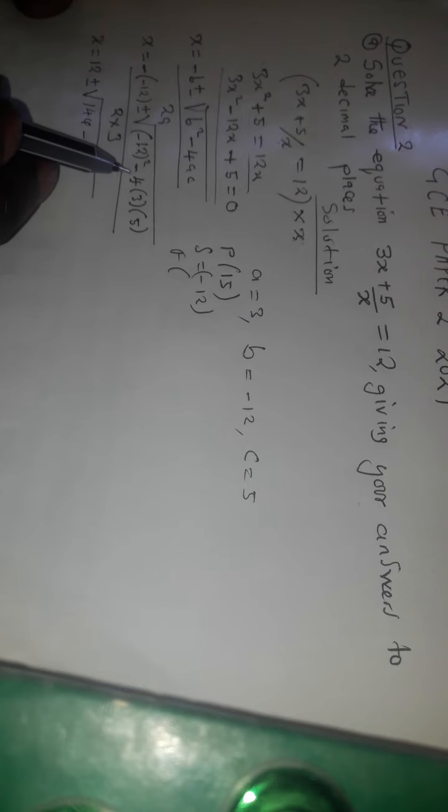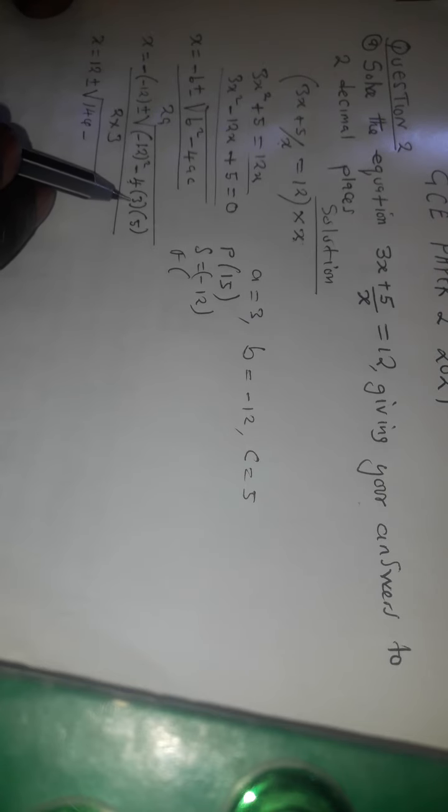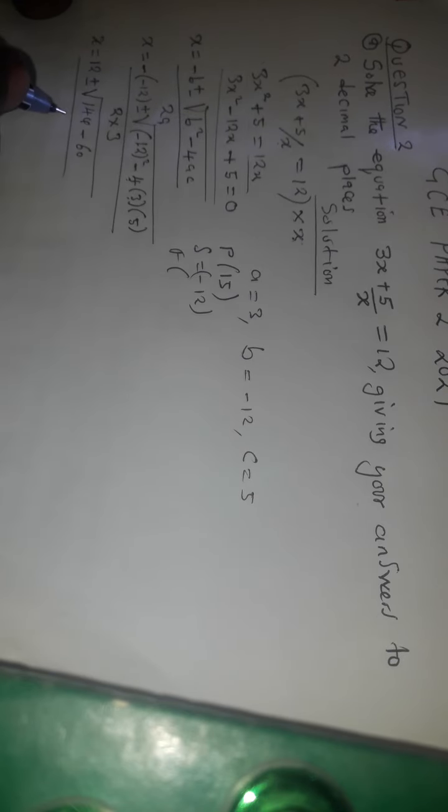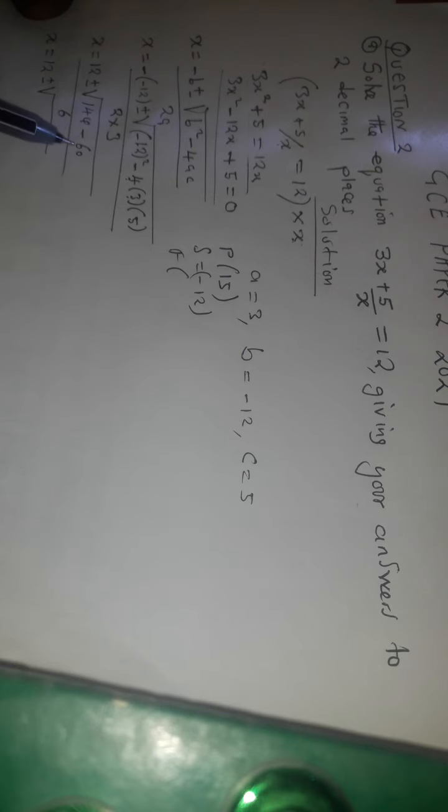So now x will be equal to, this will give us positive 12 plus or minus square root of 144, negative 12 squared, then minus 4 times 3 times 5 will give us 60, which should be divided by 6. So x will be equal to 12 plus or minus the square root of 144 minus 60 gives us 84, divided by 6. So I shall continue from here.